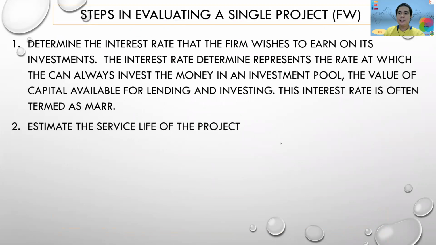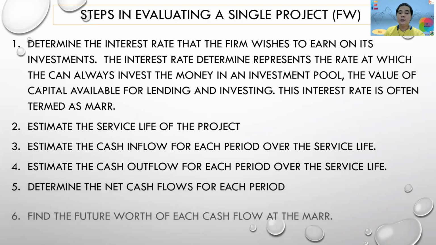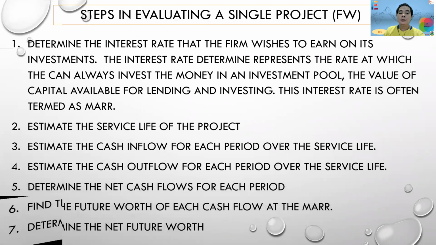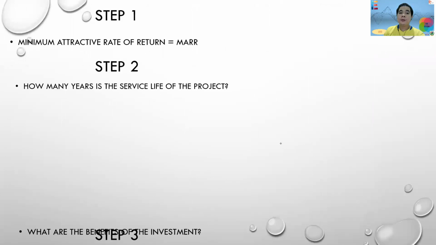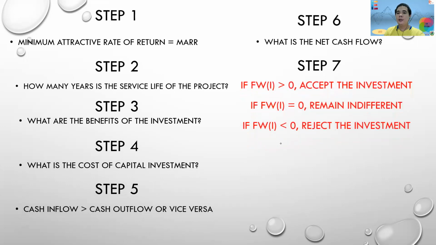So the same steps apply as with your present worth and annuity worth. The same flow, but the difference would be on your step 7. On your step 7, if your future worth is greater than 0, that means the investment is acceptable. If it is equal to 0, you remain indifferent. And if it's less than 0, reject the investment because the investment gives you a lesser value than the MARR.